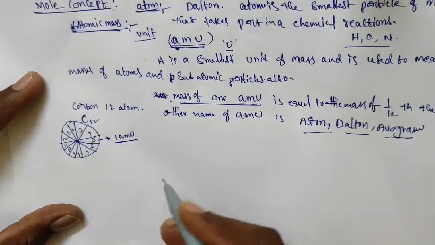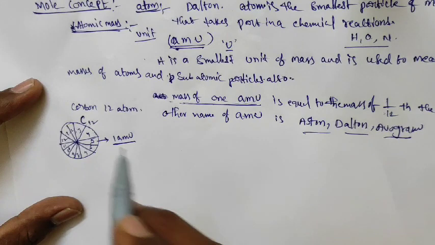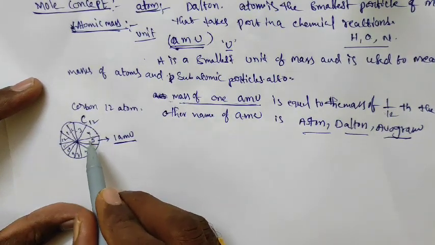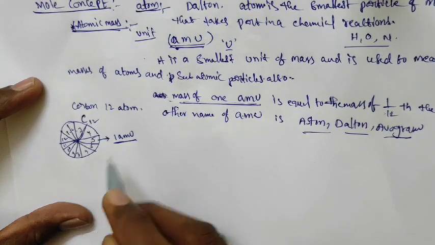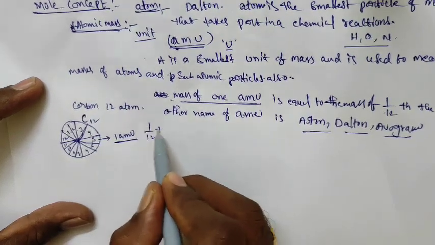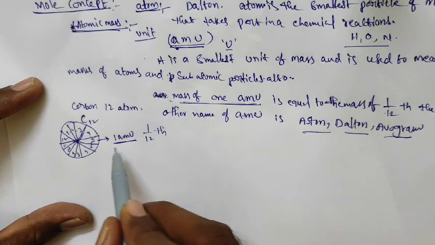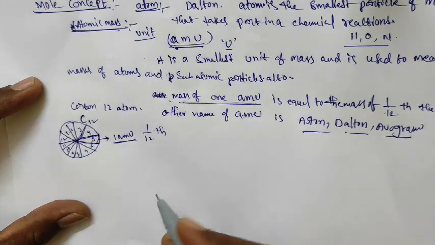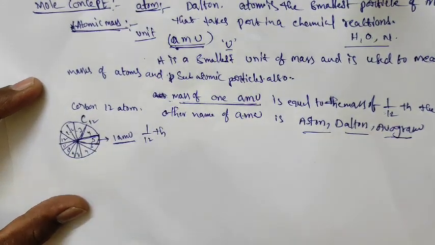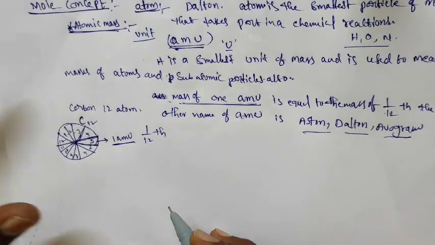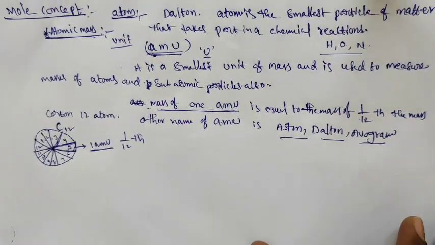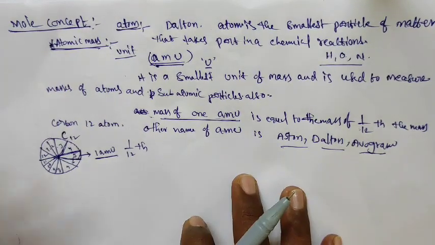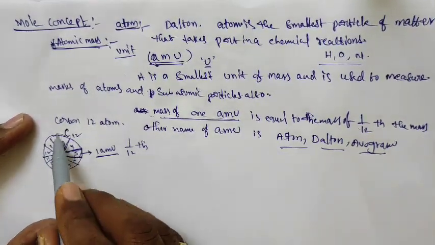The carbon-12 atom's mass is 12 AMU, which means 1 AMU is equal to 1/12th part of the carbon isotopic atom. How many parts are there? 12 parts. In that, 1 part is equal to 1 AMU. This is the meaning of 1/12th part of the carbon isotopic atom. I think you can clearly understand.